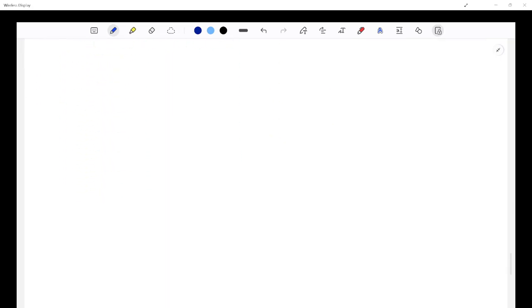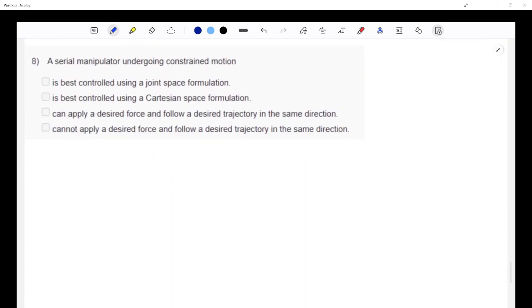Okay, let's move to the next question. A serial manipulator undergoing constrained motion is best controlled using joint space formulation, is best controlled using a Cartesian space formulation, can apply a desired force and follow a desired trajectory in the same direction, or cannot apply a desired force and follow a desired trajectory in the same direction. Okay, this is very important for understanding why Cartesian control and hybrid control are used.